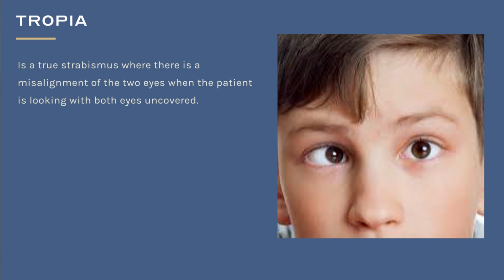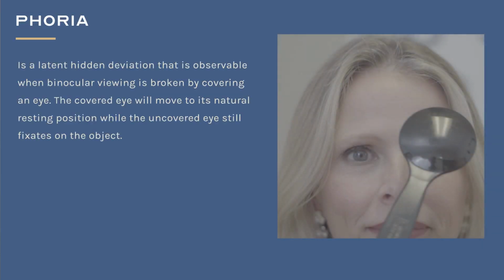The 2 primary types of ocular deviations are the tropia and the phoria. A tropia is a true strabismus where there is a misalignment of the 2 eyes when a patient is looking with both eyes uncovered. A phoria, or latent hidden deviation, is observable when binocular viewing is broken by covering an eye. The covered eye will move to its natural resting position while the uncovered eye still fixates on the object.